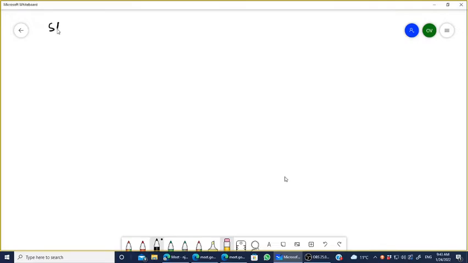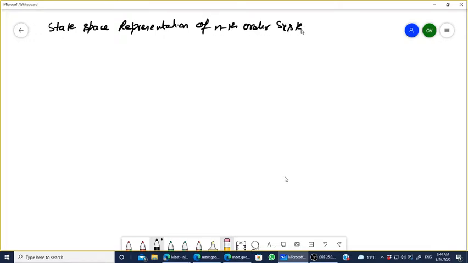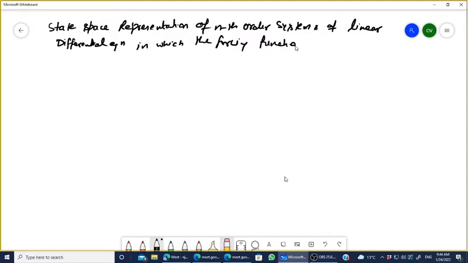So the topic is state space representation of nth order systems of linear differential equation in which the forcing function involves the derivative term.